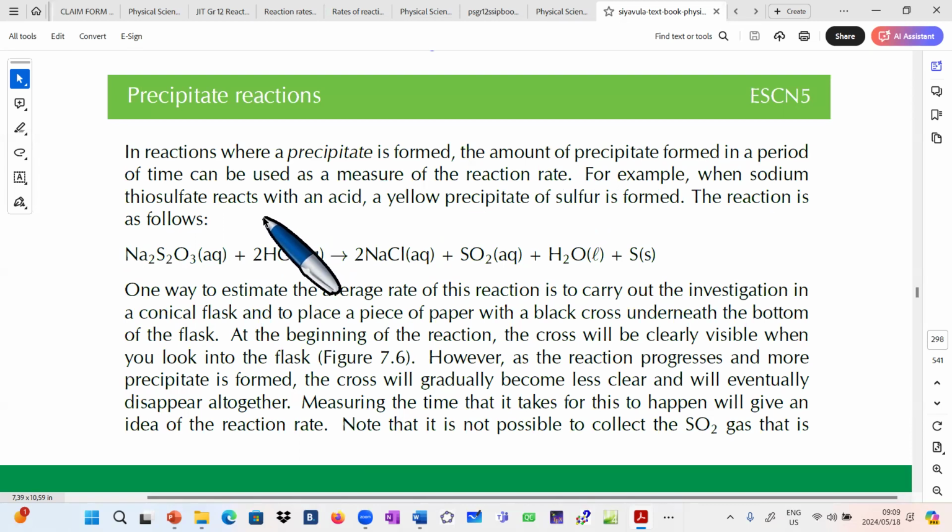when sodium thiosulfate reacts with an acid. Okay, good. Yeah, let's continue.